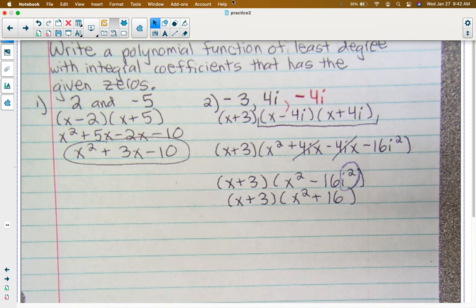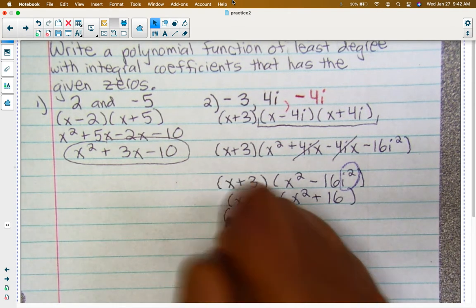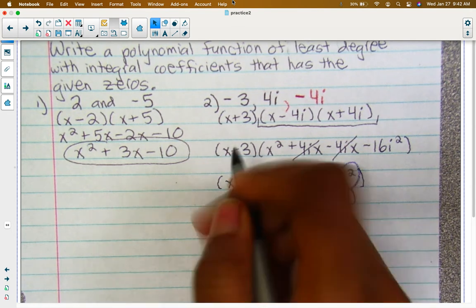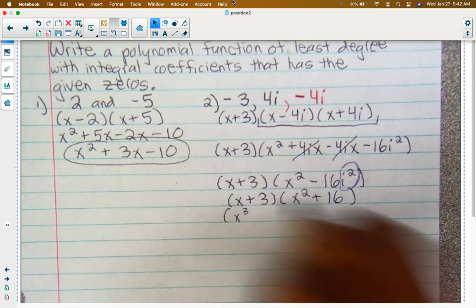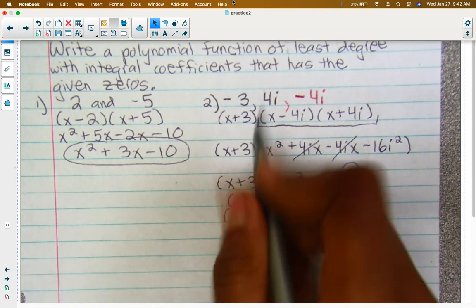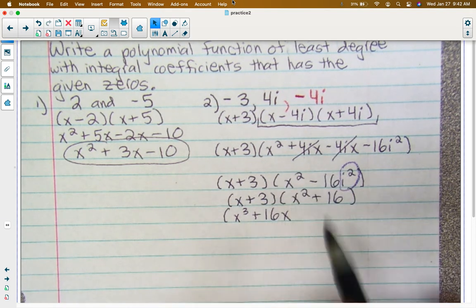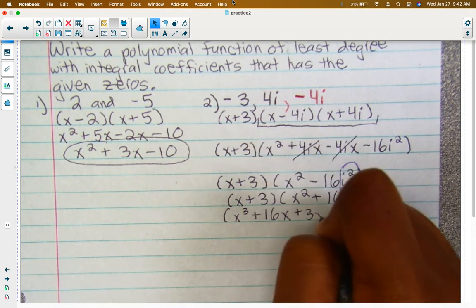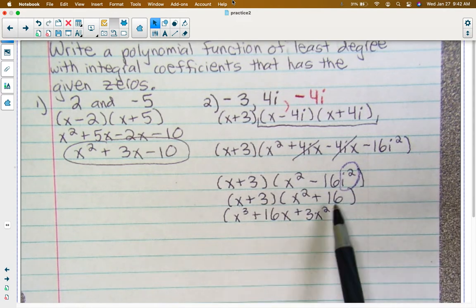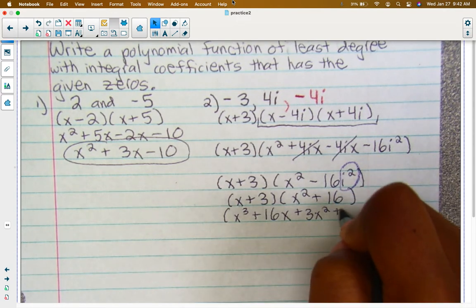From here, I can go through and do distributive property or the box method. It makes no difference. You do not have to do both ways. Just do whatever you feel comfortable with. I'm going to do distributive property. X times x squared is x to the third. X times 16 is 16x. 3 times x squared is 3x squared. And 3 times 16 is 48.